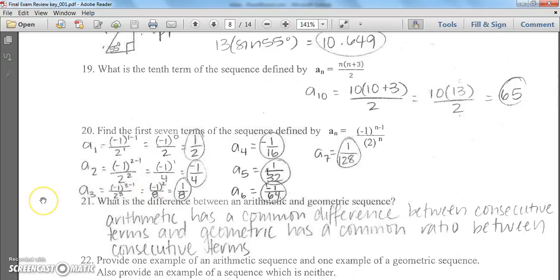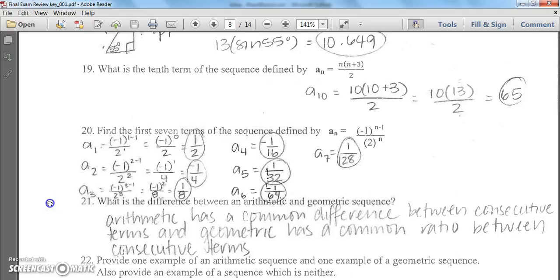All right, what is the difference between an arithmetic and geometric sequence for 21 here? Arithmetic has a common difference between the consecutive terms, and geometric has a common ratio between the consecutive terms. You could also say arithmetic has a strict adding, whether it be adding a positive or adding a negative, and geometric is a strict multiplication, whether it be multiplying by a fraction or not.